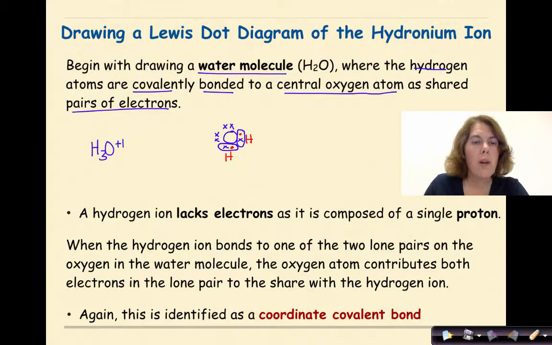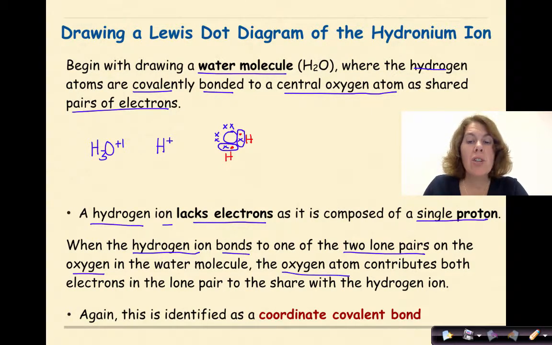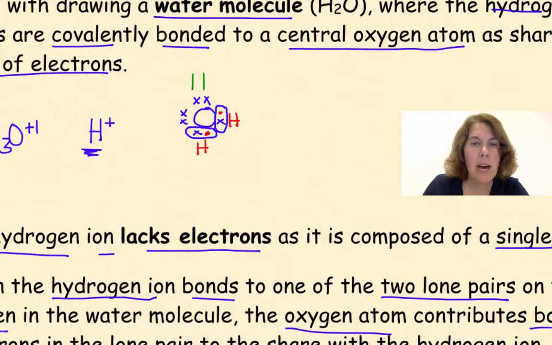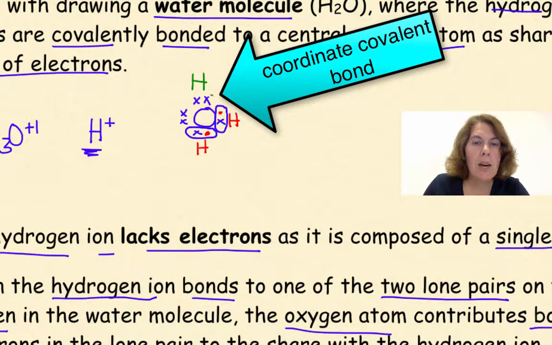But a hydronium ion looks like this: H3O plus 1. So we have a hydrogen ion again, and remember, a hydrogen ion lacks electrons as it's composed of a single proton. When the hydrogen ion bonds to one of the 2 lone pairs on the oxygen in the water molecule, the oxygen atom contributes both electrons in the lone pair to share with the hydrogen ion. So here's my hydrogen ion right here, and let's have it go to the top. There it is. It's now going to form a coordinate covalent bond with the water molecule.